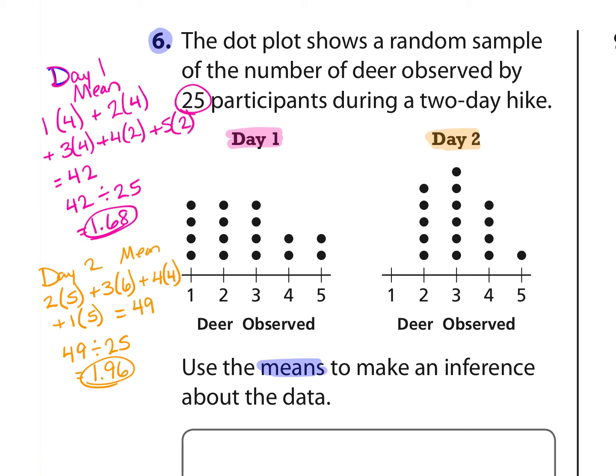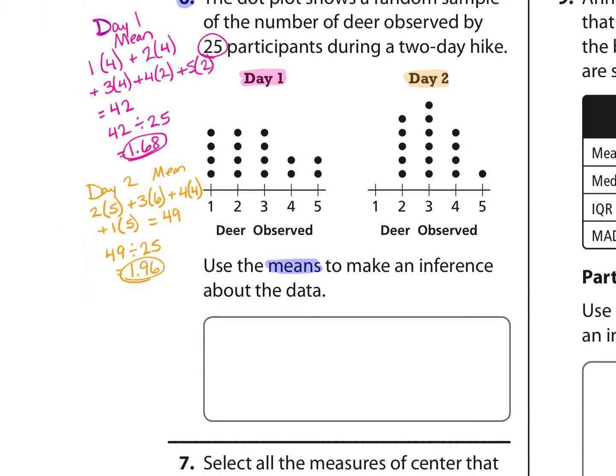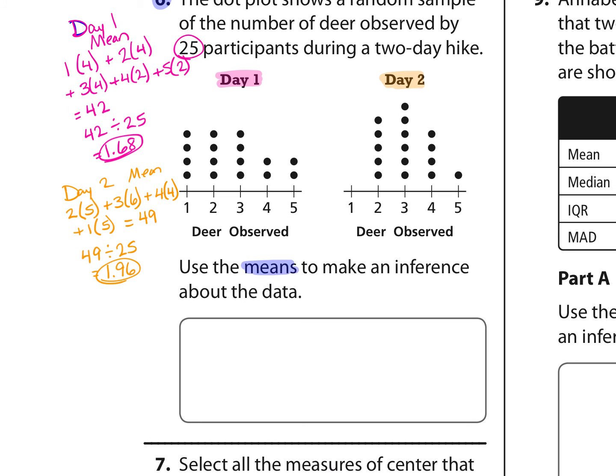So let's make an inference. If they saw more deer on day 2 on average, then we could just state that. On average, more deer were seen on day 2.